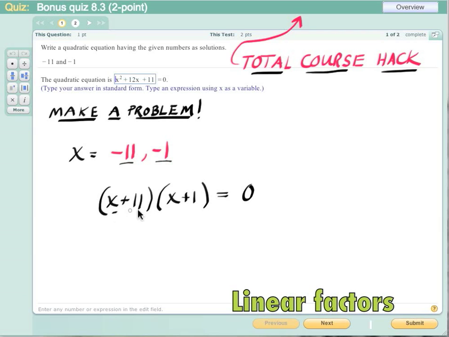And I've been calling these things linear factors. The reason why is if you were to rip one out and set it equal to y, it would graph as a line. So they're linear factors. And you can imagine there's probably something called quadratic factors.